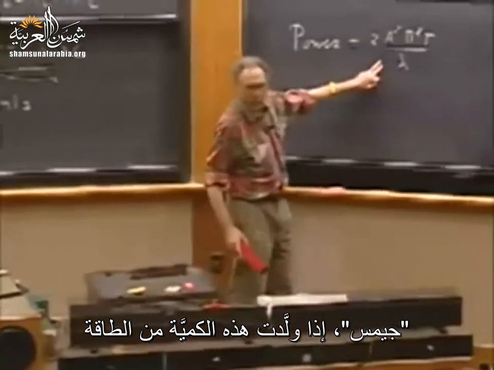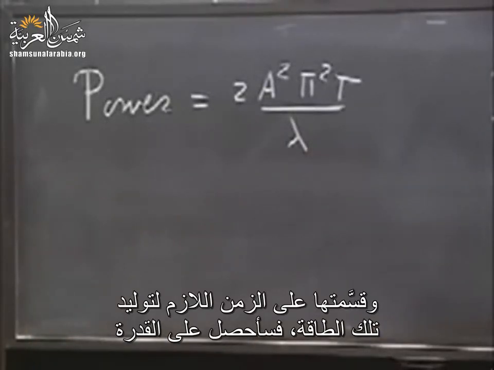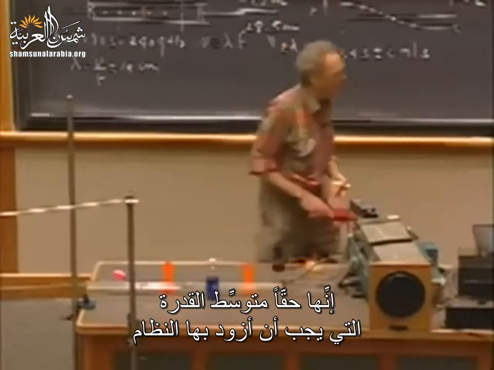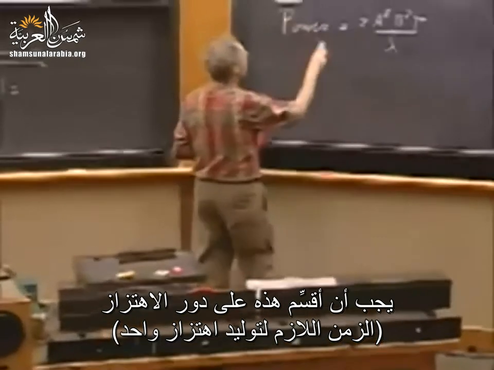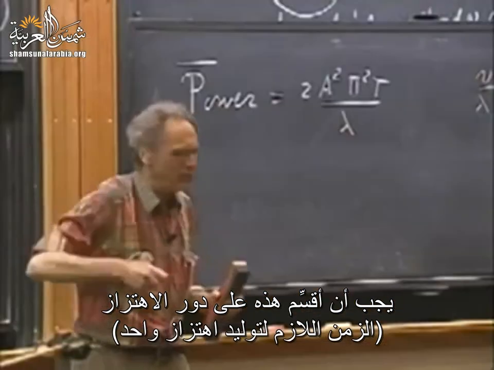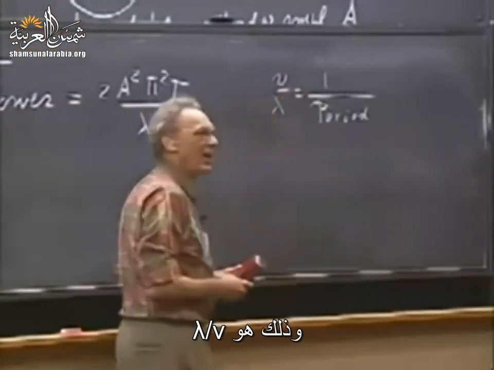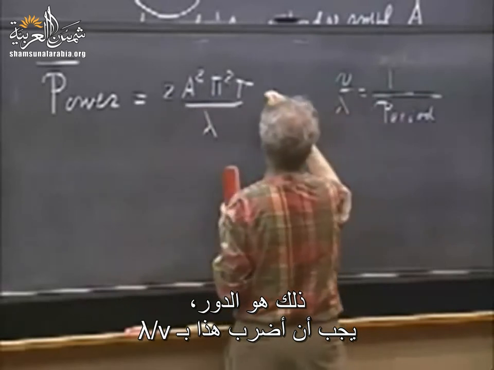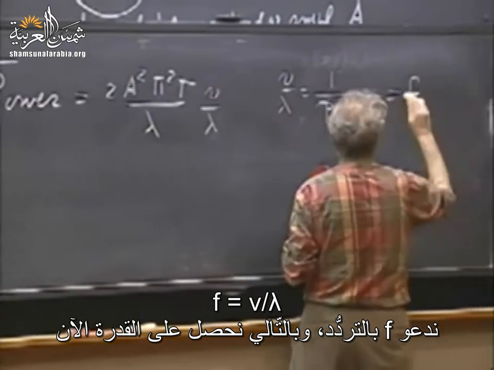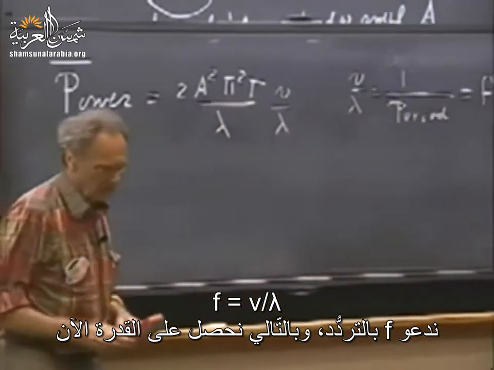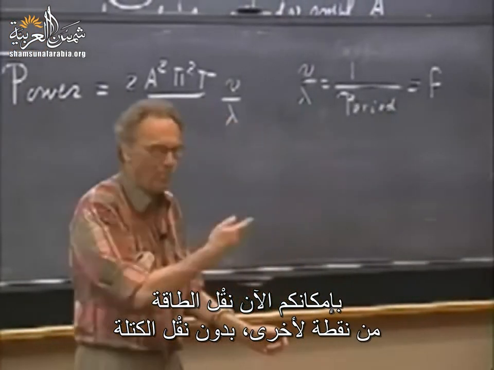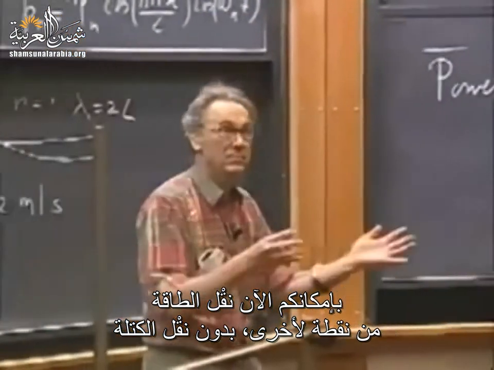James, if I generate this amount of energy, and I divide that by the time that it takes me to generate that energy, I get the power, the average power that I have to put in. It's really average power. And so I have to divide this by the period of my oscillation, the time that it takes to make one oscillation. And that is lambda divided by v. That is the period, and so I have to multiply this by v divided by lambda. So this is really what we call frequency. And so now you get the power. And so you can move energy from one point to another without any mass moving.